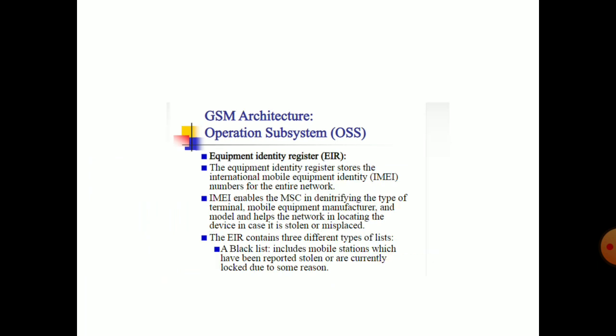And the EIR, the equipment identity register, contains three different lists. Mainly the blacklist contains mobile stations that have been reported stolen or are currently locked for some reason. With the help of the equipment identity register, if your mobile is stolen by someone, we can find your mobile using the EIR identity.